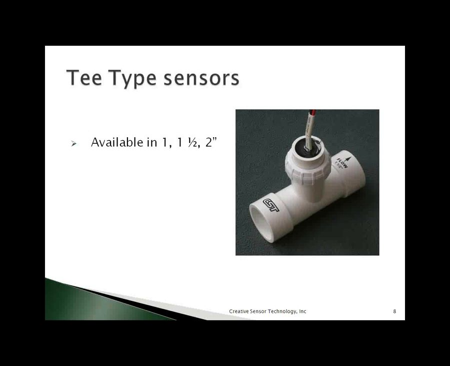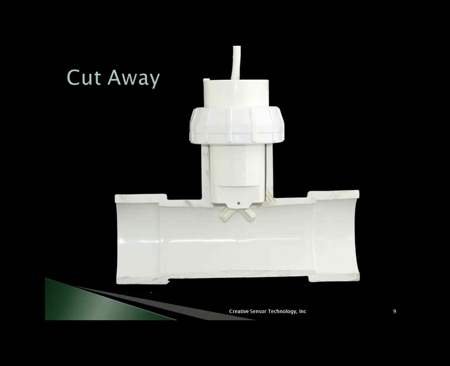Now, just to go through the product offerings real quick, we have a T-type sensor that's available in 1-inch, 1.5-inch, and 2-inch sizes. And here's a cutaway view of it just to show you what it looks like inside. The body of the device is shaped like a T, and it looks very much like a PVC plastic pipe fitting. It is intended to be solvent welded onto the ends of the mainline piping.